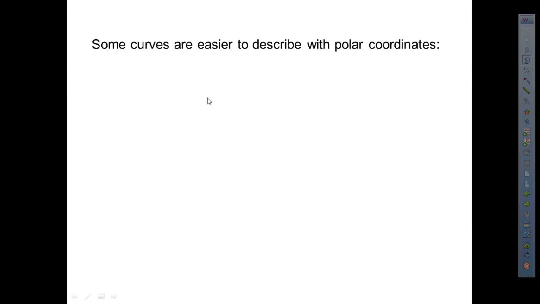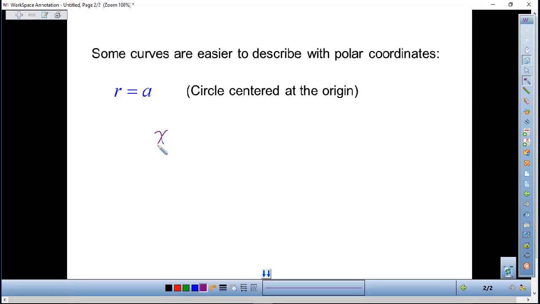All right, now some curves are easier to describe with polar coordinates as opposed to the Cartesian or the rectangular coordinate system we're used to. r equals a is just a circle that's centered at the origin, because r is just going to be some number, and that's going to be the radius of the circle. And it's kind of like when we do an equation x equals 3. What do we know? x is always 3. Does it matter what y is? No. x is always 3. Well, here's the same situation in polar. What's the radius? Well, the radius is a. Does it matter what the angle is? No, it doesn't. The radius is always going to be a.